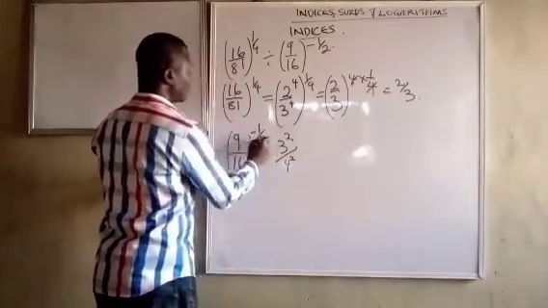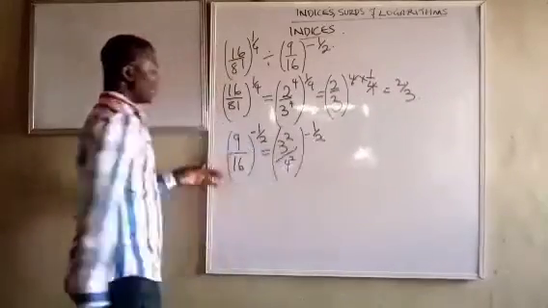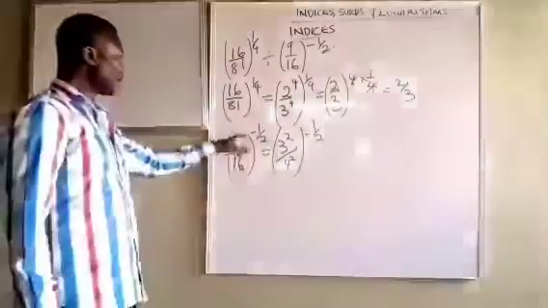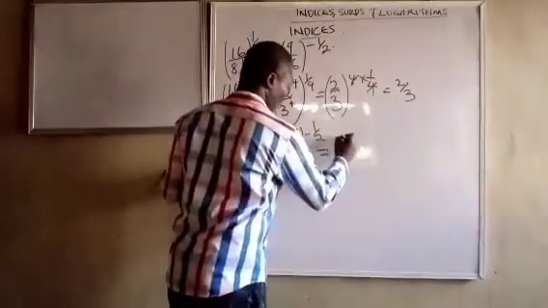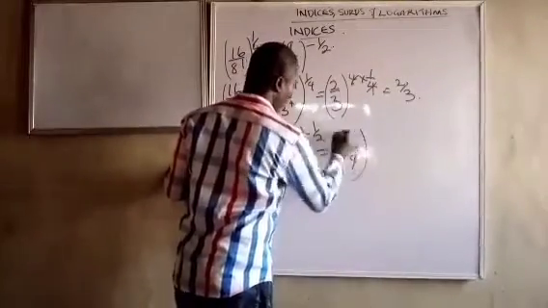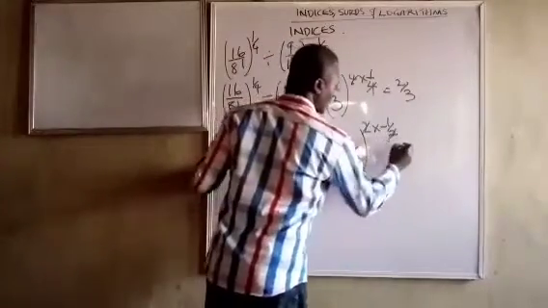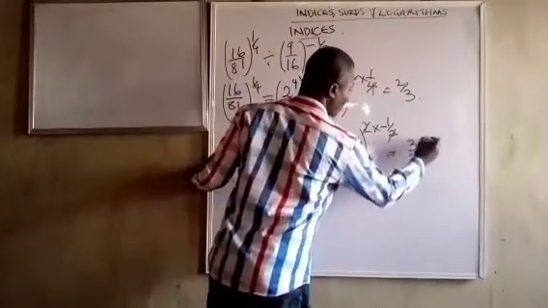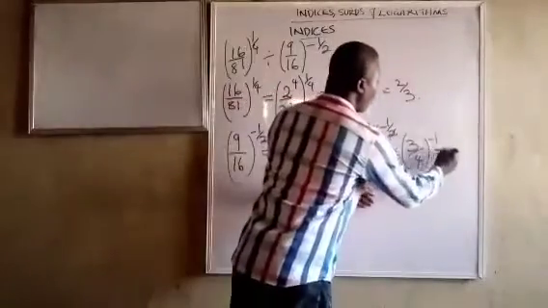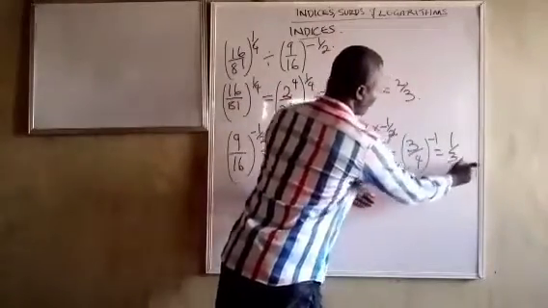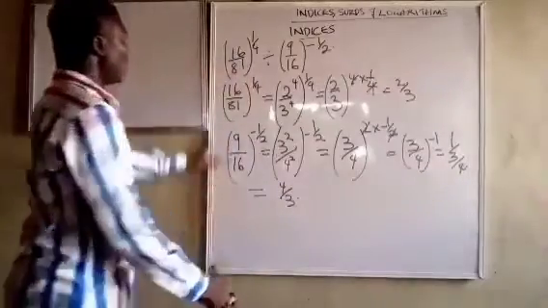Okay, 9 over 16 raised to power minus half, sorry. So we have 9 over 16 raised to power minus half. So we have 3 squared over 4 squared, and that gives us 3 over 4 all squared times minus half. And this one is giving us 3 over 4 raised to power minus 1. And from the rule, we know that this is 1 over 3 over 4, which is equal to 4 over 3.